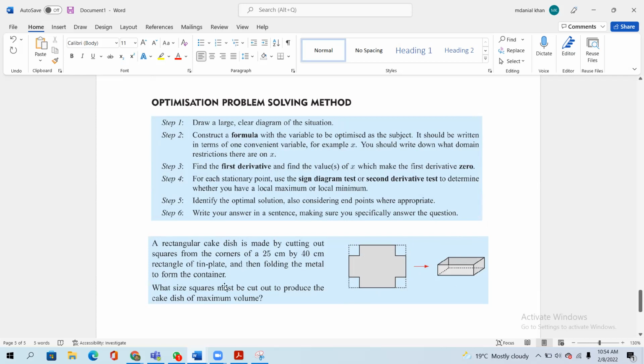Now we're asked what size of square must be cut out to produce the cake dish of maximum volume. What must be the optimal size of these squares so that when they are cut out, we achieve the maximum volume of the dish container? So this is the situation. We need to construct this formula, and how do we construct that? Let's move to the whiteboard and see how it works.